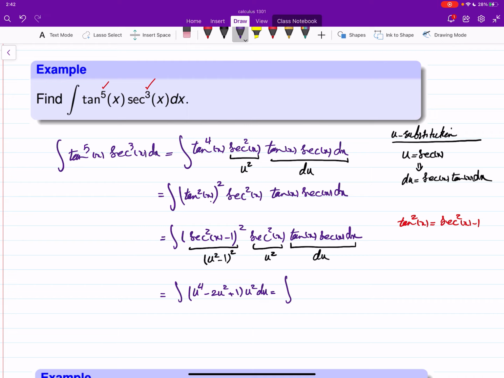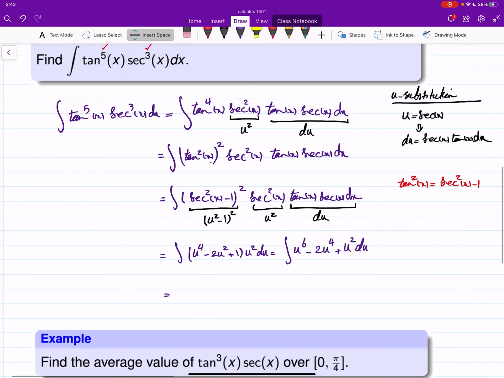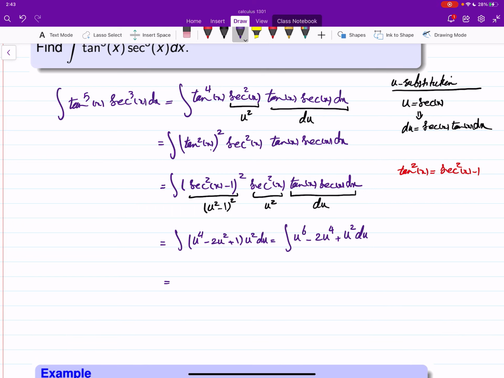You multiply u to the power 6 minus 2u to the power 4 plus u squared. I multiplied that inside, and then applied the basic power rules and linearity of the integral. Let me open a little bit more space here. So that will be u to the power 7 over 7 minus 2u to the power 5 over 5 plus u to the power 3 over 3 plus c.